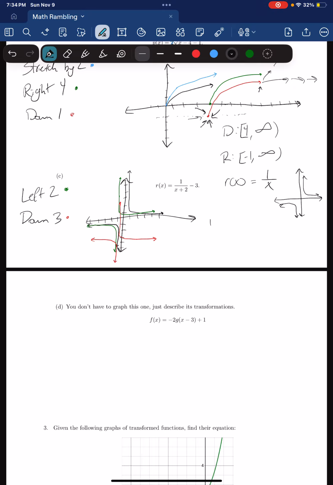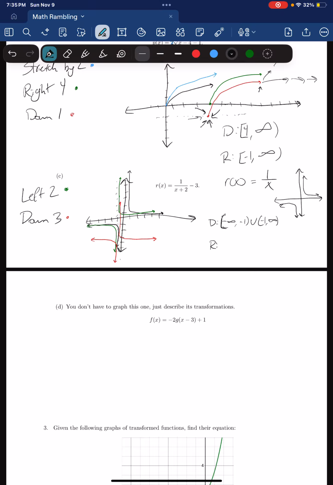Okay, let's look at the domain. How far left can we go? We can go to -infinity. But can we go all the way to the right? Not really, because we have a horizontal asymptote at -1. So we can go from -infinity to -1, not inclusive. But then from -1, we could go to positive infinity. So really, we could reach everything except for -1.